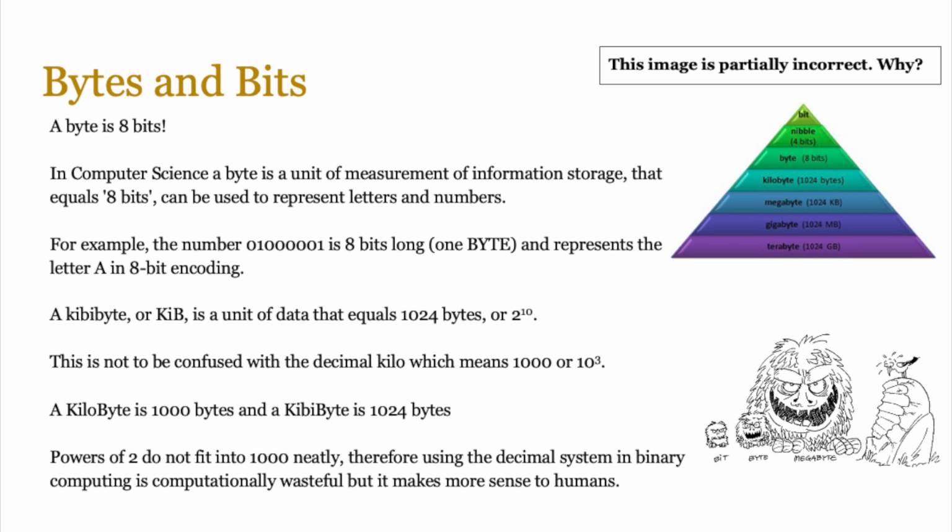But why do we use it? Because it makes more sense to humans. So if you're given a 1 terabyte hard drive, you're probably getting less space than a 1 tebibyte hard drive, which will probably be 1024 times 1024 times 1024. So you get an extra 73 odd million bytes with a 1 tebibyte hard drive compared to a 1 terabyte hard drive.